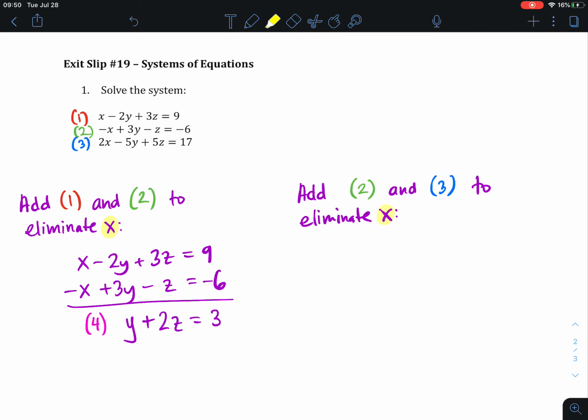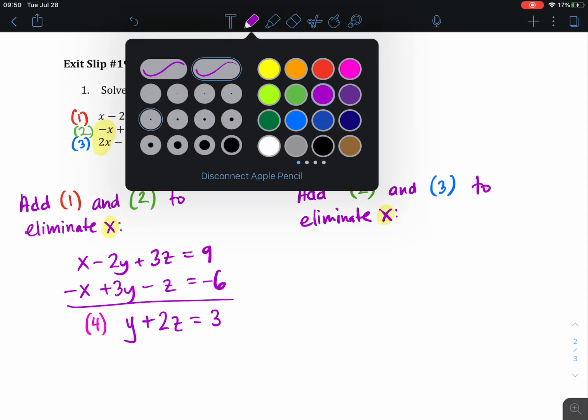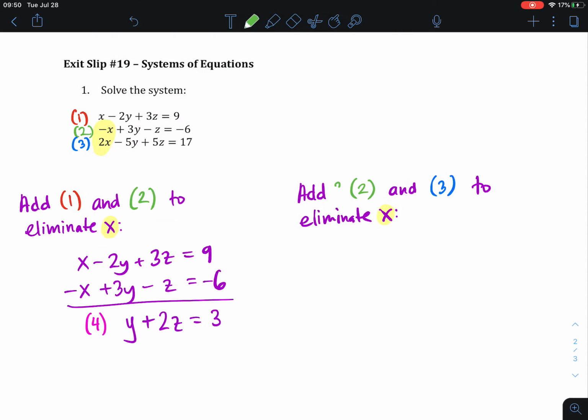So if I add equations 2 and 3, focus on my x's for just a moment, you'll notice that negative x plus 2x does not make 0 x's. So let's times equation 2 by a factor of 2 so that we get a negative 2x and a positive 2x. And I just write that by saying 2 times equation 2 in my direction. So hopefully that makes sense why I'm writing it that way.